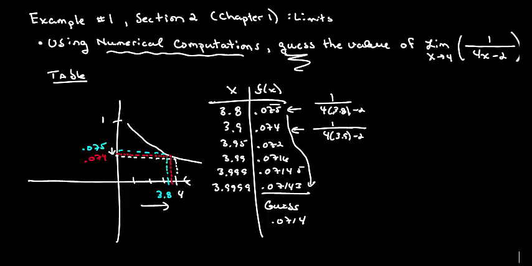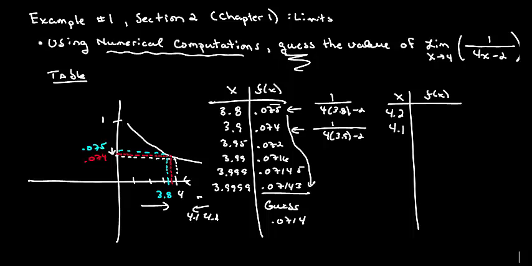Now we can't just do it from one side. We also have to come in from the other side. So we start picking some values here. I want to come in, let's say from 4.2, 4.1. Notice I'm coming in. Here's 4.2, here's 4.1. We're coming closer and closer to 4. Let's do 4.01, 4.001, and 4.0001. We take all those and we're going to plug them into this function up here.